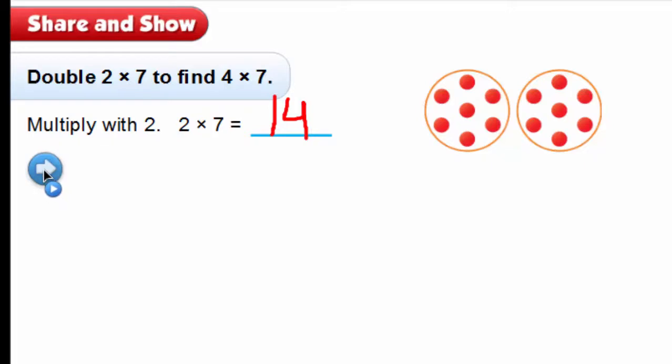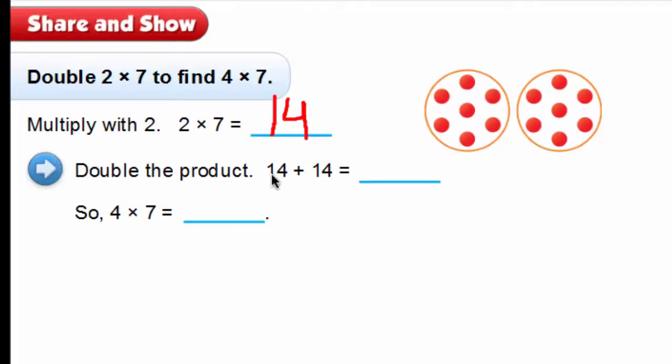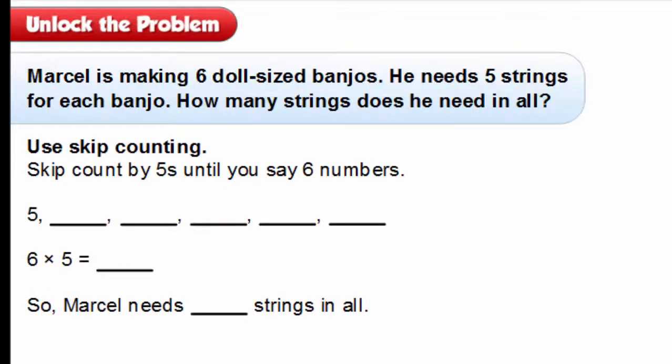Now we're going to use the double-double. We've doubled 7. 2 times 7 is 14. And now we're going to double the 14. 14 plus 14, or 14 doubled, or 14 times 2 equals, good, 28. So 4 times 7 equals 28. Good job, guys.